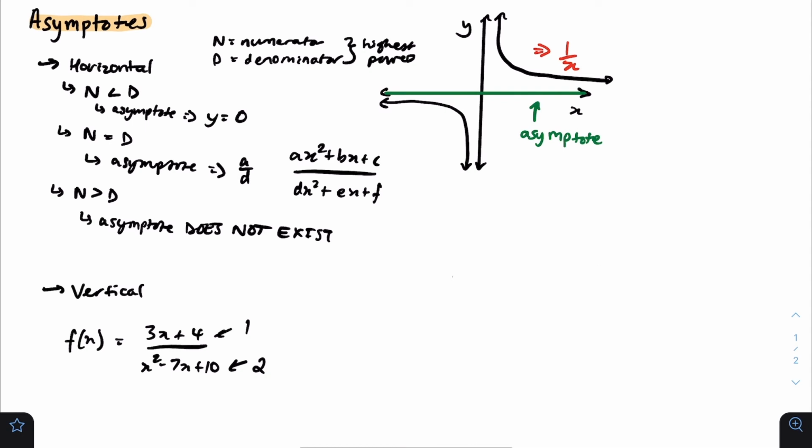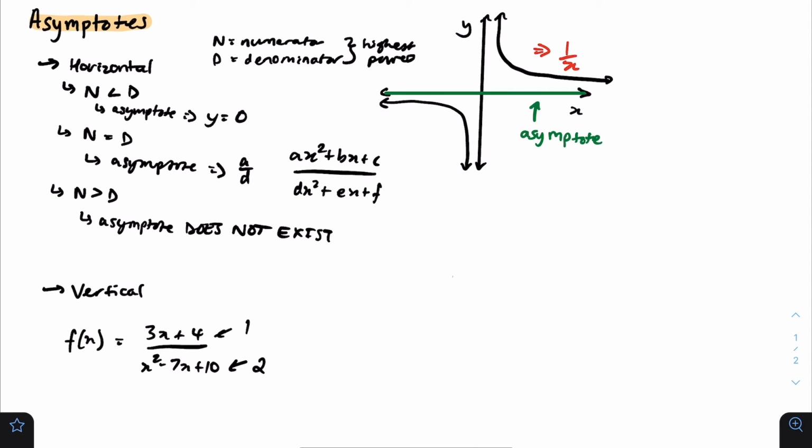And for n is greater than d in terms of highest powers, the asymptote does not exist, because if you think about x to the power of 4 over 3, and you substitute a really high number into x to the power of 4, x to the power of 4 is going to be the one that grows really, really fast. 3 doesn't change at all. And therefore, the number is just going to keep growing. And therefore there is no asymptote, because it's just getting larger. It's not tending towards a specific value. So those are all the rules with asymptotes.